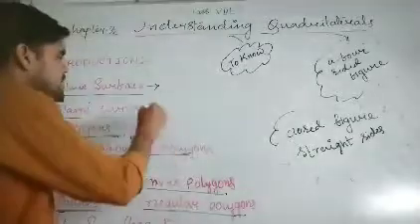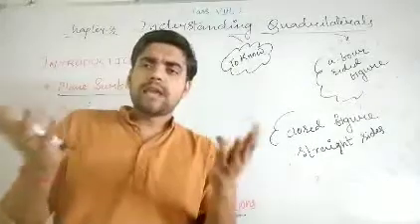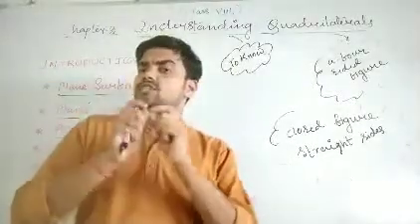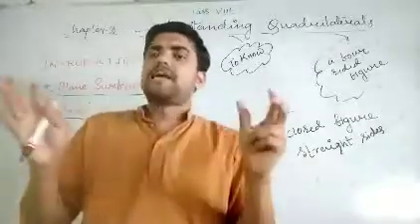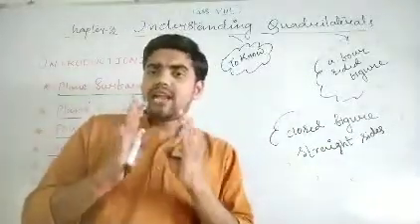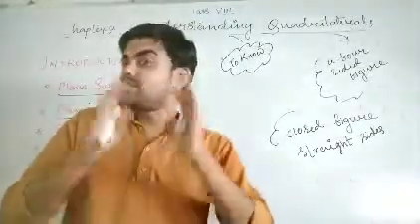Next content is plane curve. Plane curve means, a curve is not a straight line. Simple definition of a curve: it is a line, but it is not a straight line. It is a line segment, but it is not a straight line.